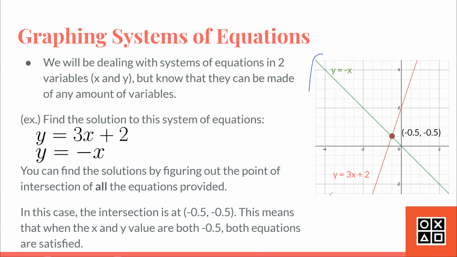If you look at this graph, the green line is represented by the equation y equals negative x, and the red line is represented by the equation y equals 3x plus 2. And when you draw those lines out, this point right here is the point of intersection, and that point is at negative 0.5 comma negative 0.5. And if you remember, points are plotted as x comma y. This is why you would say the solution is x equals negative 0.5 and y equals negative 0.5.